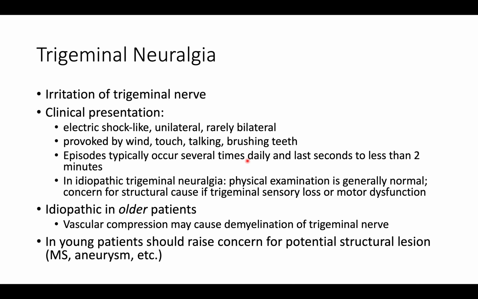Anyway, so trigeminal nerve. One of the common diseases that affect the cranial nerve number 5, trigeminal nerve, is trigeminal neuralgia, right? So what is it? It is irritation of the trigeminal nerve. What is the clinical presentation? It is electric shock-like, unilateral, and rarely bilateral. So it's most commonly unilateral, electric shock-like.